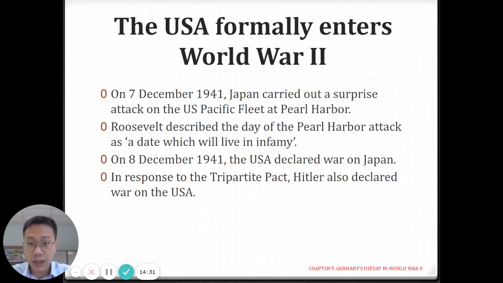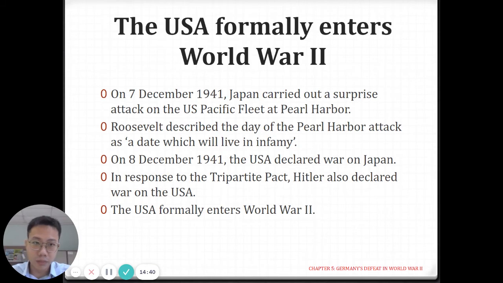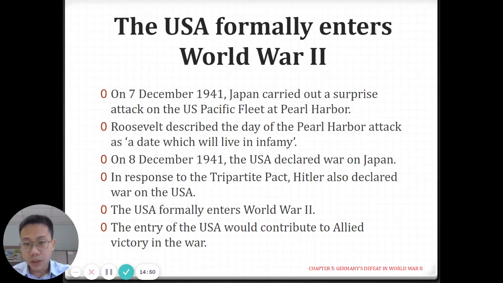Okay, the following day, because Japan were allies with Germany, essentially Hitler had to declare war on USA, which would actually be the downfall for Hitler. Yeah, Downfall, the other movie that's relevant to this chapter. So the USA formally enters World War II, and the entry of USA would eventually contribute to Allied victory in the war.